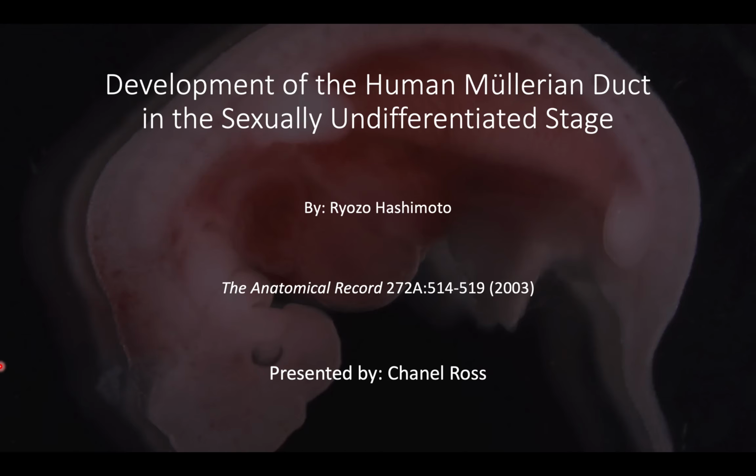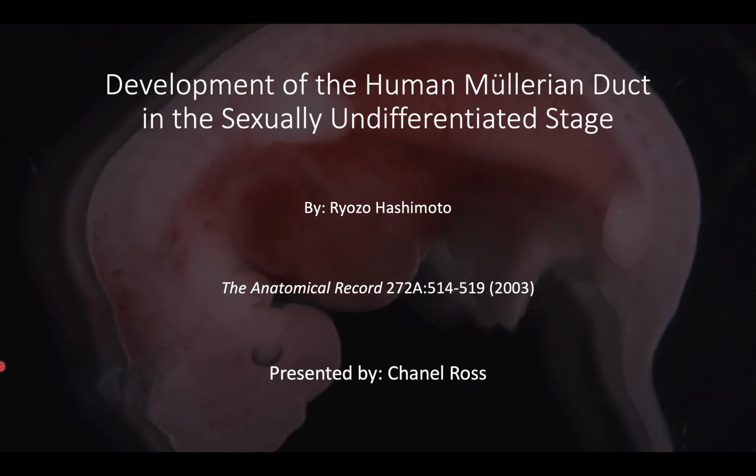Okay, so the article I decided to do my presentation on is the development of the human Mullerian duct in the sexually undifferentiated stage. This article was written by Ryozo Hashimoto and was published in the Anatomical Record in 2003. And my name is Chanel. I will be presenting this today.